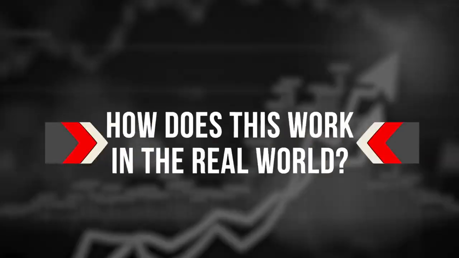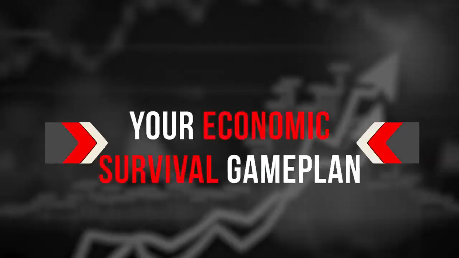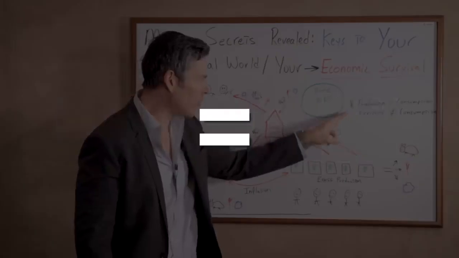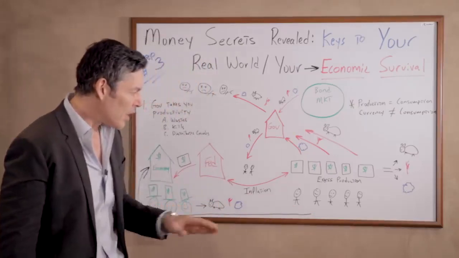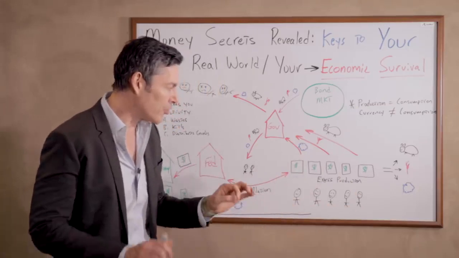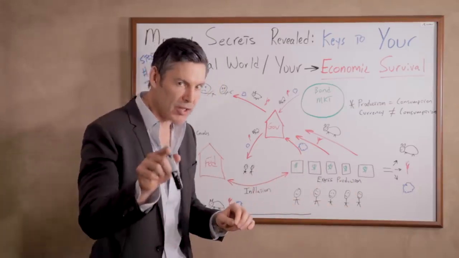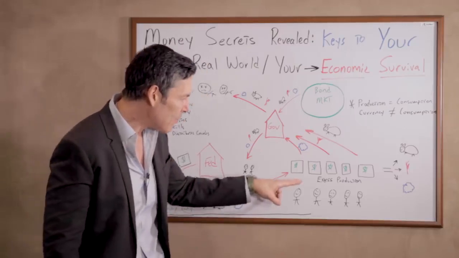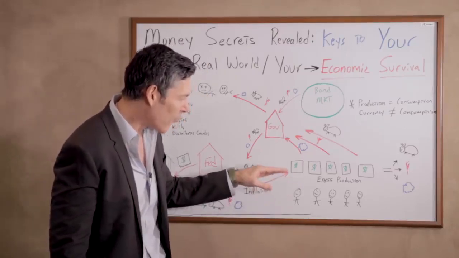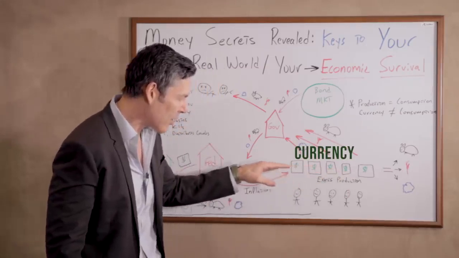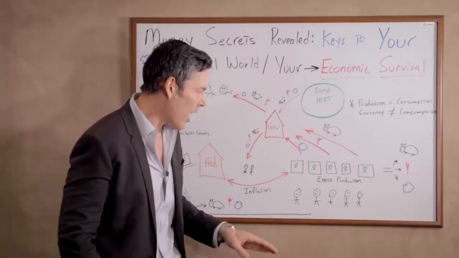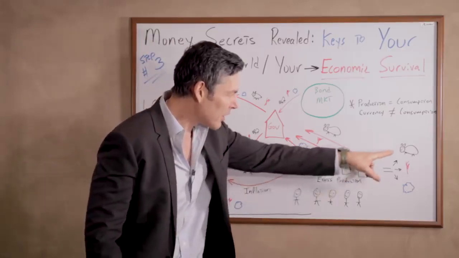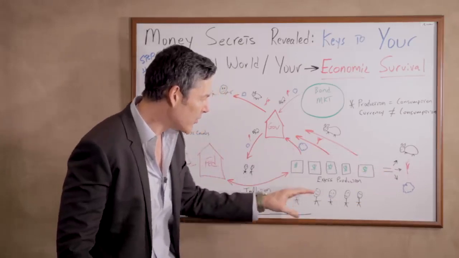Step number 3, how this works in the real world and your economic survival game plan. Based on step number 2, we know production equals consumption. Currency does not equal consumption. In the real economy, the people that are producing goods and services, just like you and I, keep their excess production in the form of currency in their bank accounts. But the smart people, as you guys know, hold gold and silver and hard assets. But again, this is just a reflection of the cattle, wheat, and cotton that was actually produced.